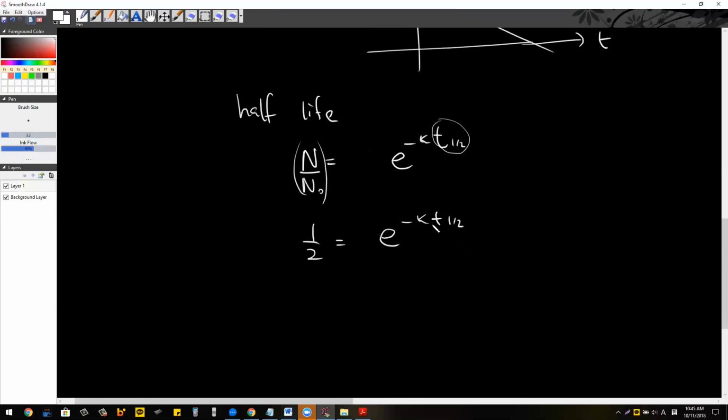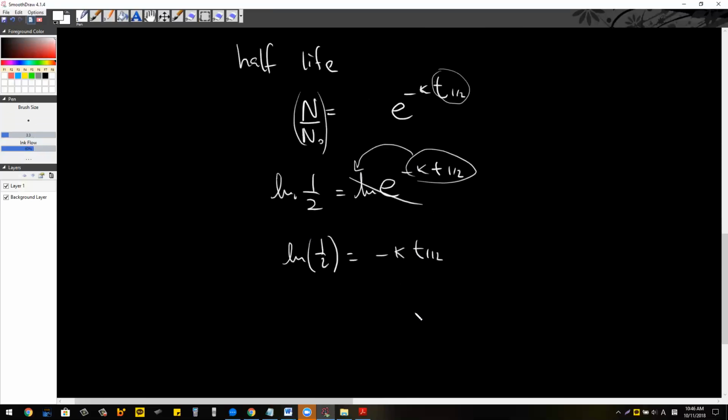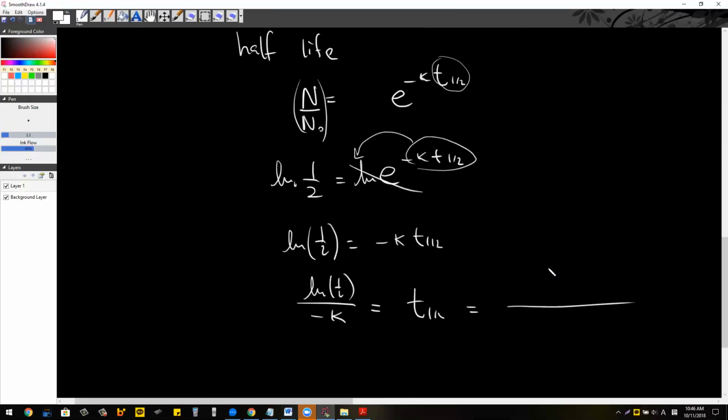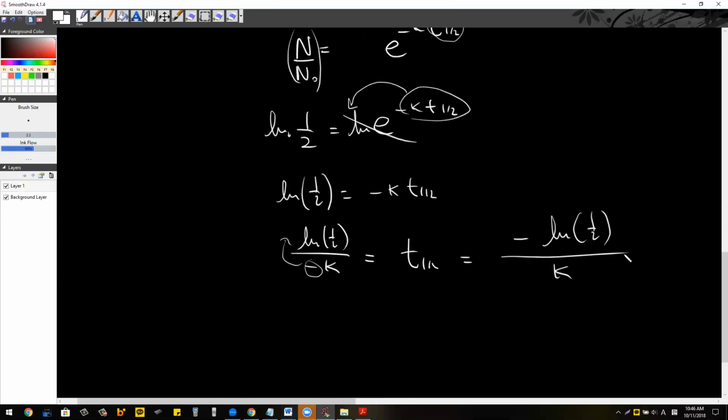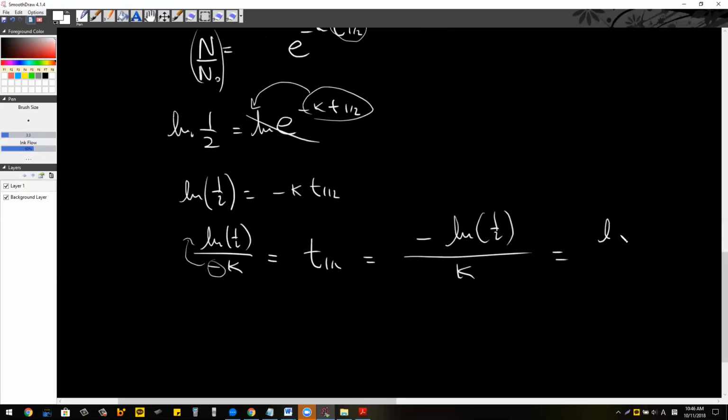And from this, I can take ln. Then I get ln half equals, this cancels out, this one comes to the front, you get negative k t half. So therefore, the half-life is equal to the natural log of half divided by minus k. Another way of writing this is you bring the negative sign to the top, and you get ln of half there and k here. So this turns into ln of 2.